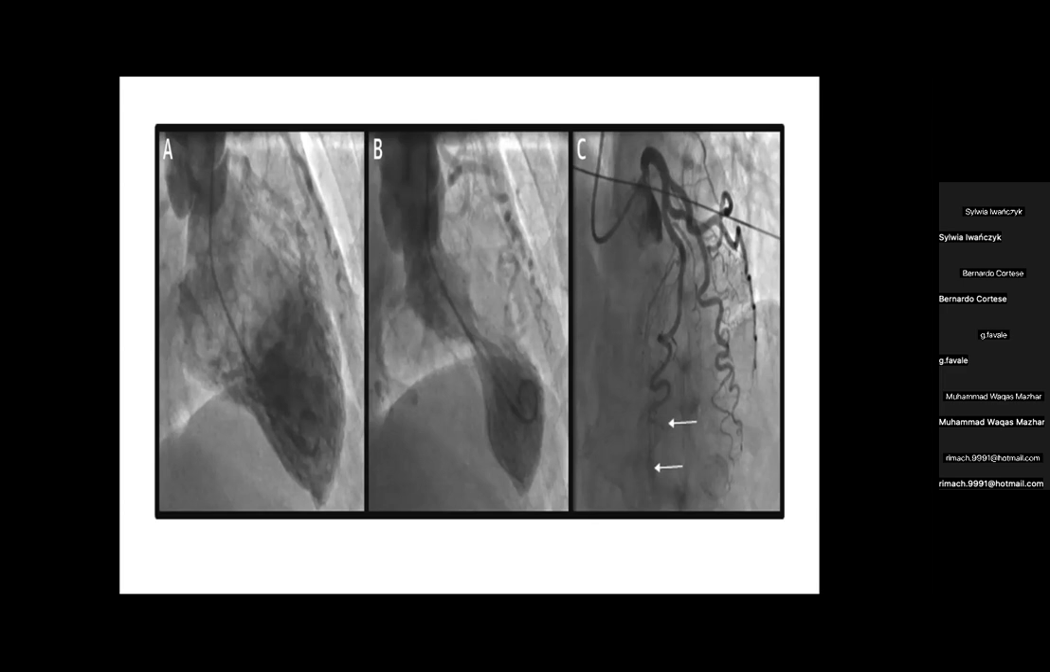It seems a distal dissection of the LAD leading to an apical wall myocardial infarction. Exactly. So these images are leading to a Takotsubo-like cardiomyopathy. Exactly. Yeah, but it's not a Takotsubo.